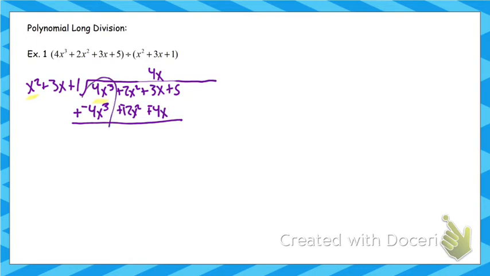So we should get 0 here. That's why we picked the number that we did. Okay, 2x squared plus a negative 12x squared is a negative 10x squared minus x plus 5. And then we do the whole process over again.